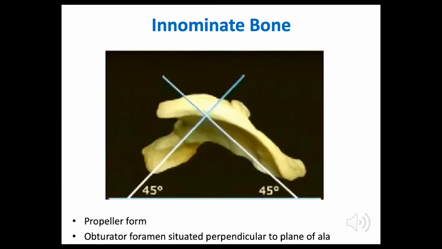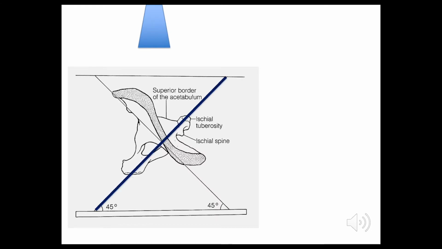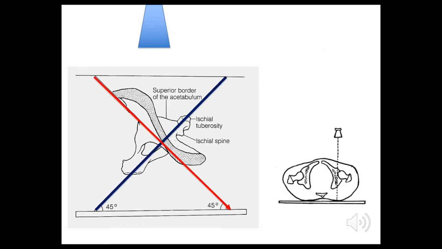We need also to appreciate that the innominate bone has a propeller form and that the plane of the obturator foramen is situated perpendicular to the plane of the ala of the ilium. So when we obtain an AP view, we see both obturator foramen and iliac wing obliquely. So we need to turn the patient to see both of them end on.